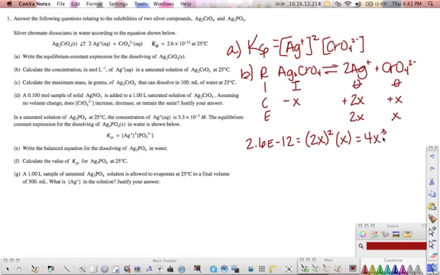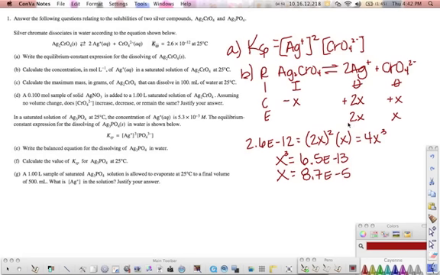So divide both sides by 4, take the cube root, and you end up with x equals... I went ahead and multiplied it by 2. Sorry, not prepared. Let's see. 2.6 times 10 to the negative 12 divided by 4. So x cubed, I'll go ahead and write this whole thing out, is 6.5 times 10 to the negative 13. Well, now take the cube root of each one, and you're going to get that x equals 8.7 times 10 to the negative 5.